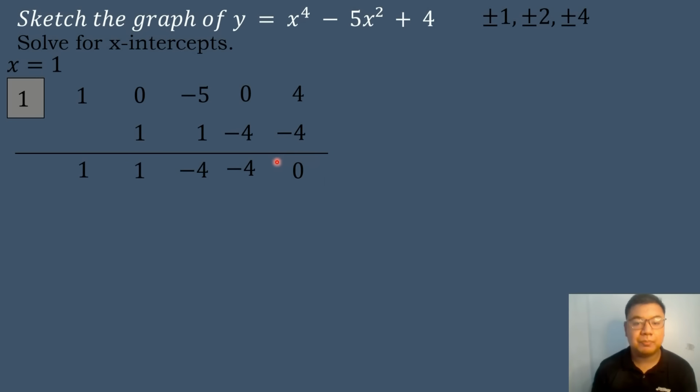So if the value of the remainder is equal to 0, then 1 is one of the x-intercepts of the polynomial function. So our first coordinate is (1, 0).